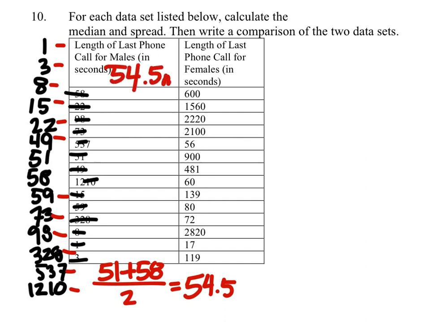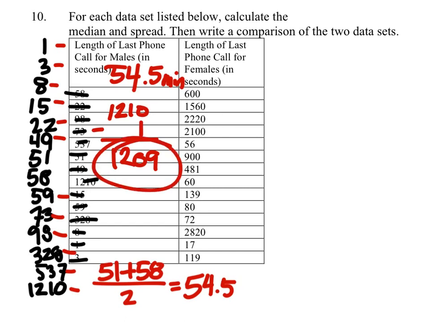54.5 a minute. All right, now when I want to find the spread, I just take the biggest number, 1210, and I subtract the smallest number, 1, and the spread would be 1209. So there's our spread right here.